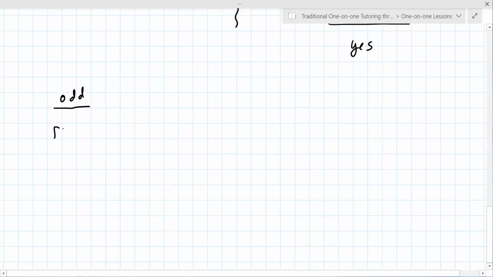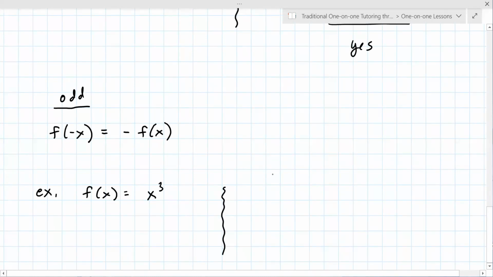So if it's odd, f of minus x equals minus f of x. So let's look at an example of this where it's true. Let's say f of x equals x cubed. And just like before, you have to find f of minus x. So f of minus x is minus x cubed. What does this reduce to?